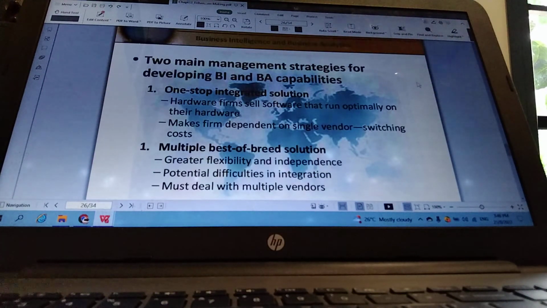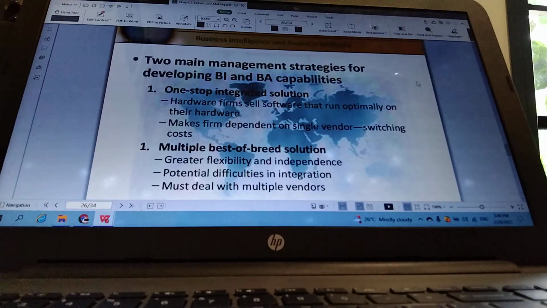There are two main management strategies for developing BI and BA capabilities. I think it's good for us to look at why managements of today are going for BI and BA mainly in the process of decision making. One of the main reasons is because they can use the BI and BA features or capabilities as a one-stop integrated solution.